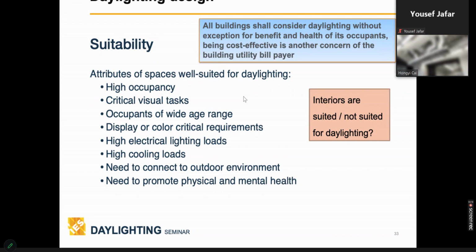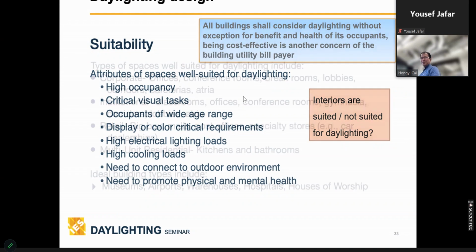Okay, but I want to emphasize one thing. For me, every single space should consider daylighting, unless you have a particular constraint, because daylight is free to use, right? You don't have to turn on the electric light anymore.